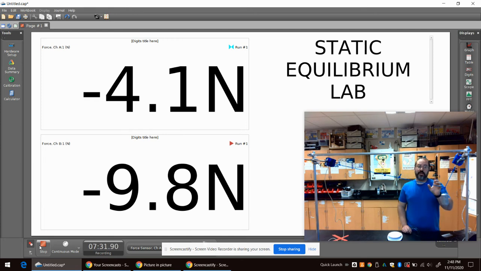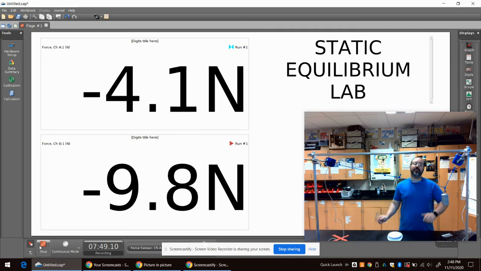We know that there is a tension on each side here. Solve for it. Do the algebra using your vector addition table to solve for that tension. Once you've done that, then compare those values using percent errors to the values on your screen.